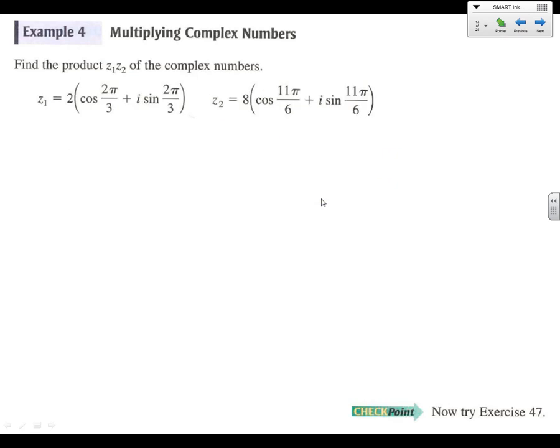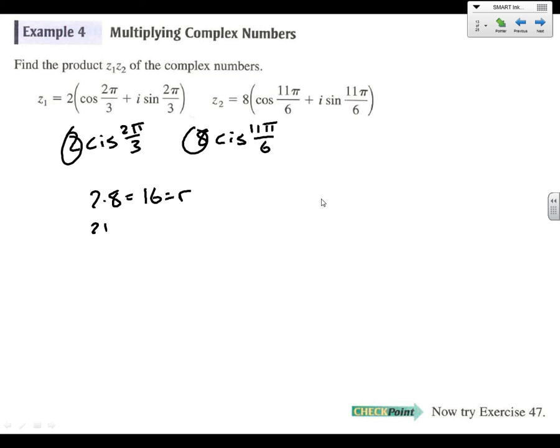So we already are in trig form here. This is 2 CIS 2 pi over 3. This is 8 CIS 11 pi over 6. So I'm going to multiply the 2 and the 8. 2 times 8 is 16. All right, so that's my r. And then I'm going to add the angles. 2 pi over 3 plus 11 pi over 6. Let's get a common denominator. 6, and that turns the 2 pi over 3 into 4 pi over 6. 4 plus 11 is 15 pi over 6.